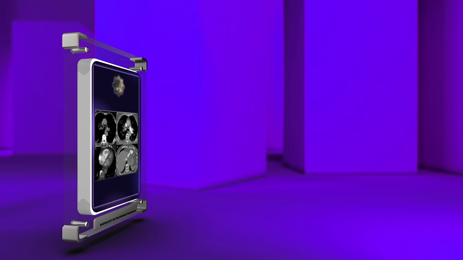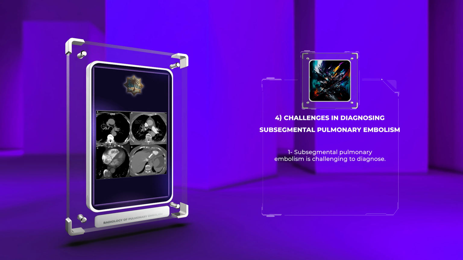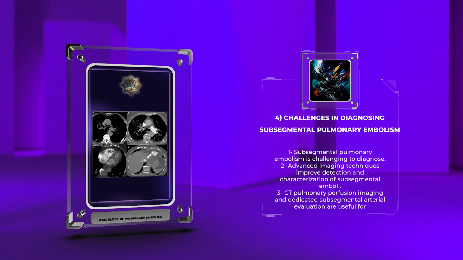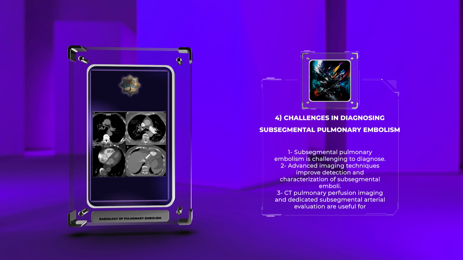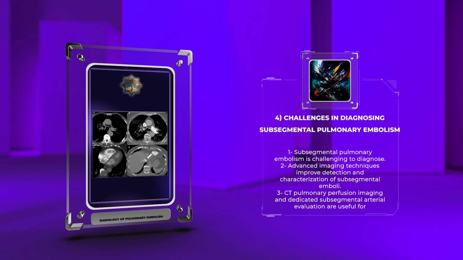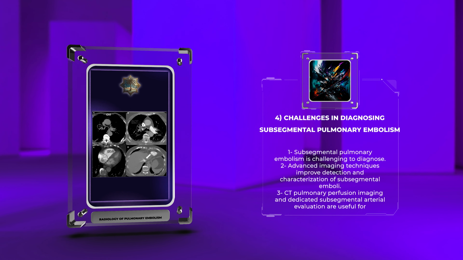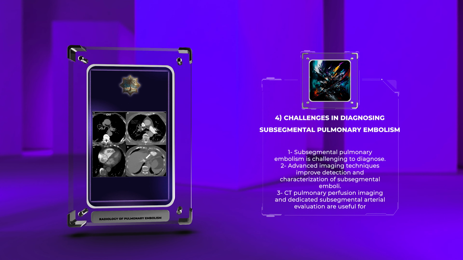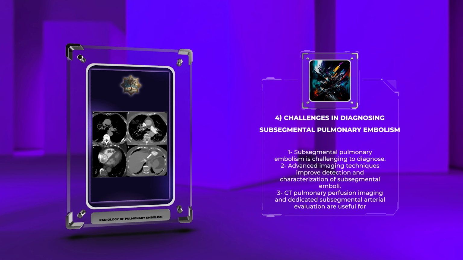Shedding light on an important aspect of pulmonary embolism diagnosis, we will discuss the challenges in diagnosing subsegmental pulmonary embolism. These tiny emboli are often missed or underestimated, leading to potential complications and mismanagement. We will explore the role of advanced imaging techniques, such as CT pulmonary perfusion imaging and dedicated subsegmental arterial evaluation, in improving the detection and characterization of these elusive emboli.